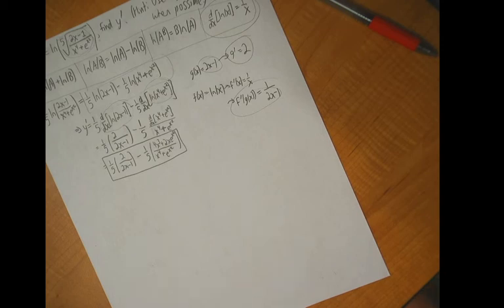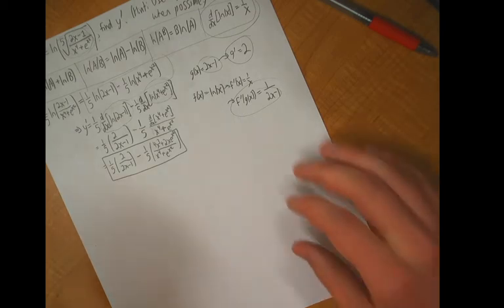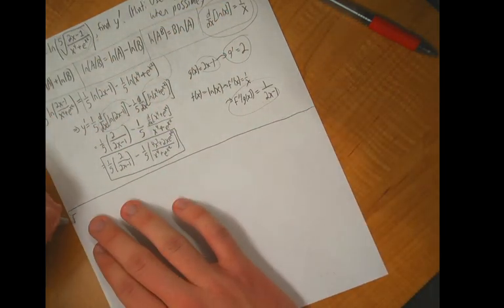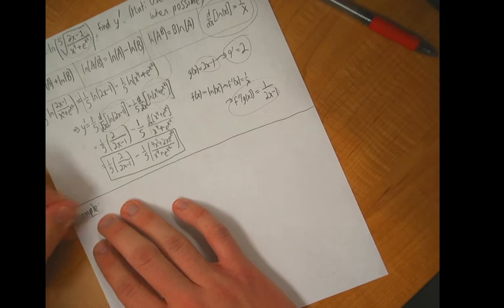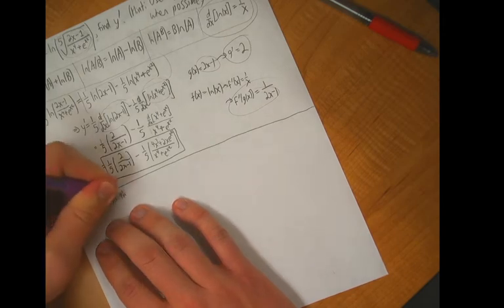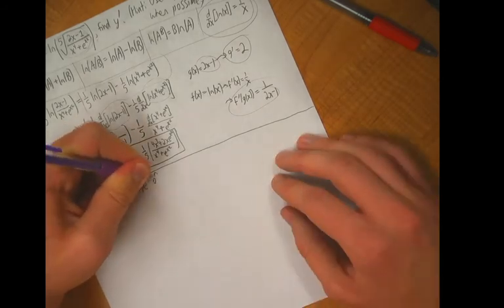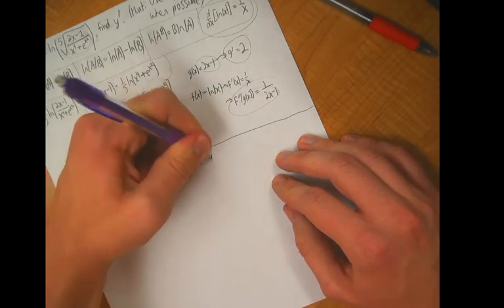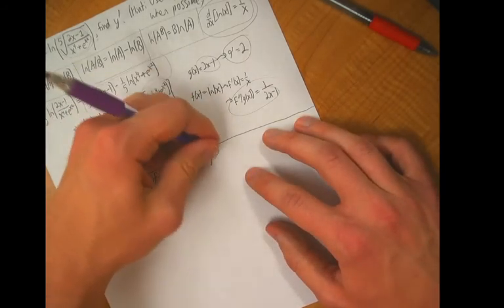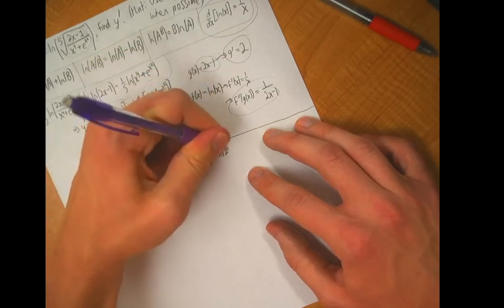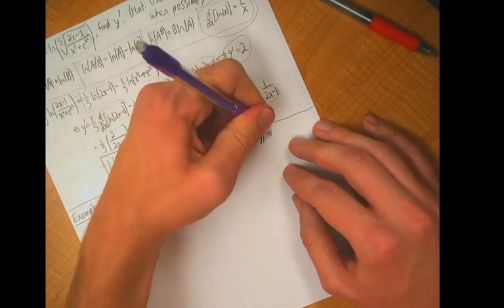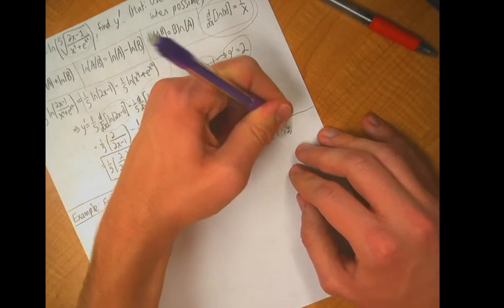Okay. Let's see. Here's what I want to do. I want to do an implicit differentiation problem. So the next example: find the slope of the tangent line to y times sine of 2x equals x times cosine of 2y at pi over 2, comma pi over 4.